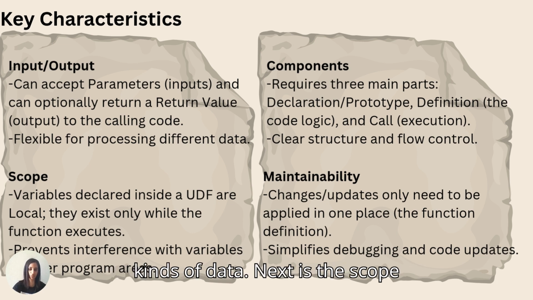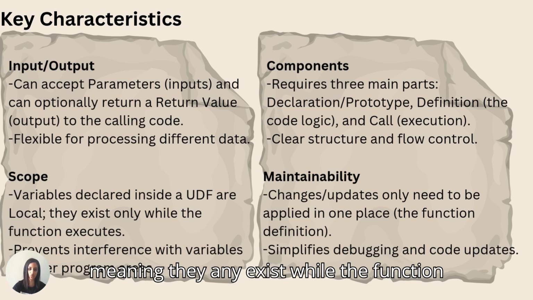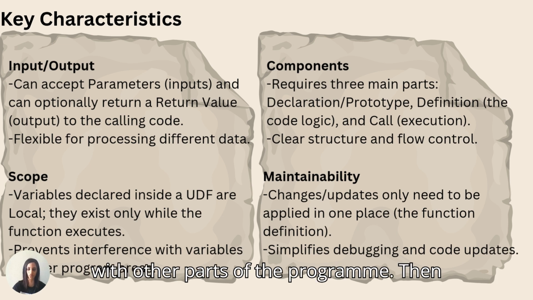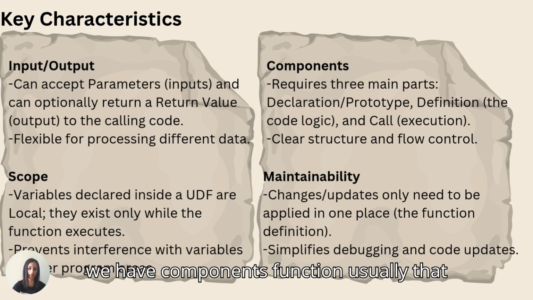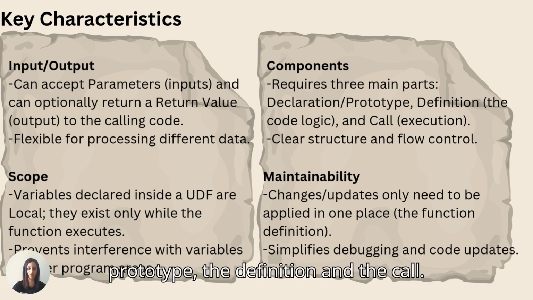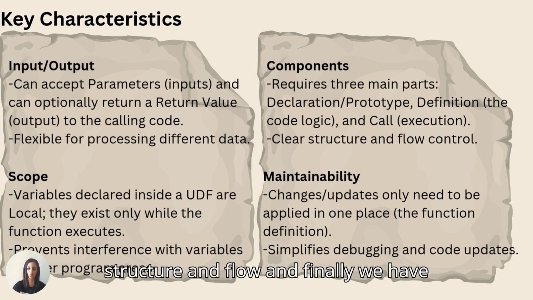Next is the scope. Variables inside a function are local, meaning they only exist while the function runs. This prevents them from interfering with other parts of the program. Then we have components. A function usually has three parts: the declaration or prototype, the definition, and the call. So this gives our program a clear structure and flow.